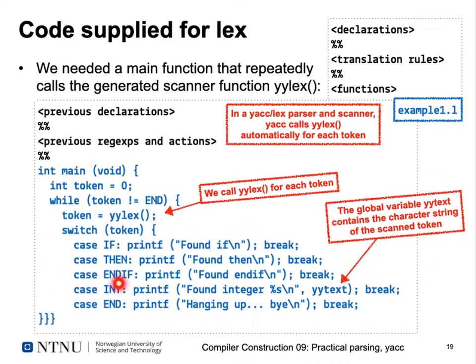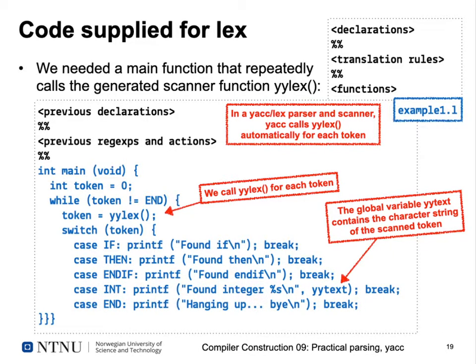So in case of an integer, the scanner doesn't know it's an integer. For the scanner, it's just a sequence of characters, and a pointer to this string, so to this sequence of characters, is automatically set in a variable that's called yytext. We've seen this before.